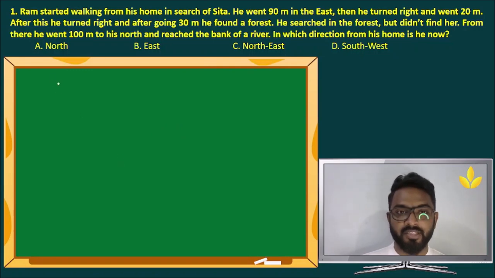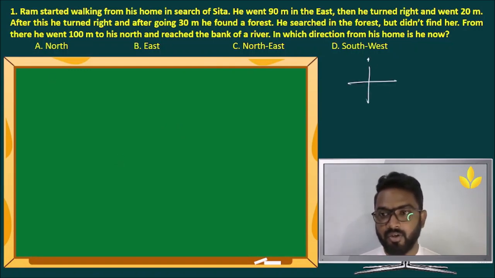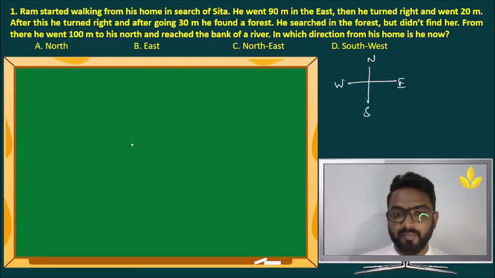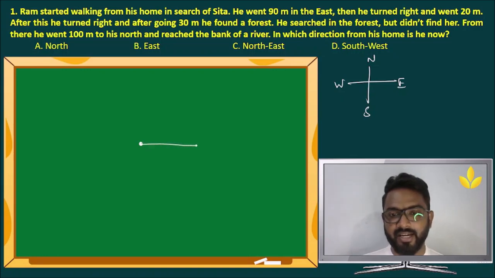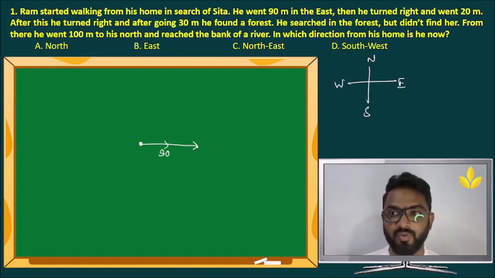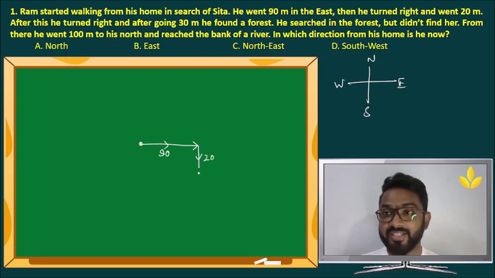Okay, so the first thing we obviously need to know is north, south, east and west. Right side is east, always remember that. Let's start then. He went 90 meters in the east. East is towards the right hand side, 90 meters over here. After that he turned right. Right now Ram is facing this way. If he's facing right, then his right will be downwards, southwards over here. And he went 20 meters. This much is 20. Now he's facing south.